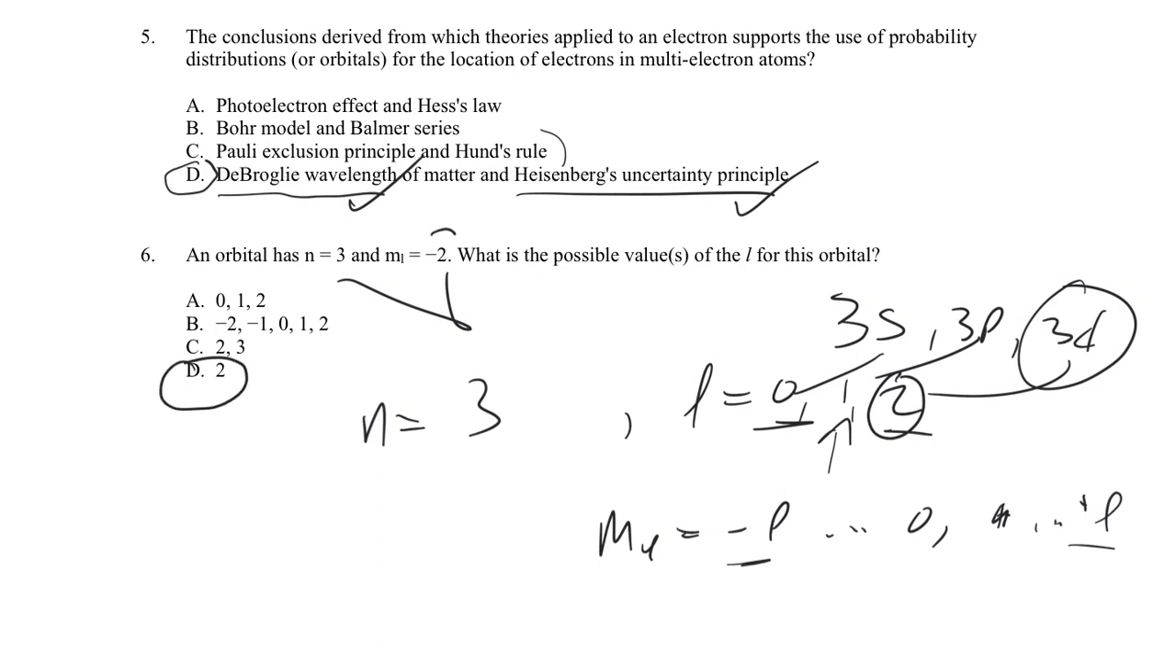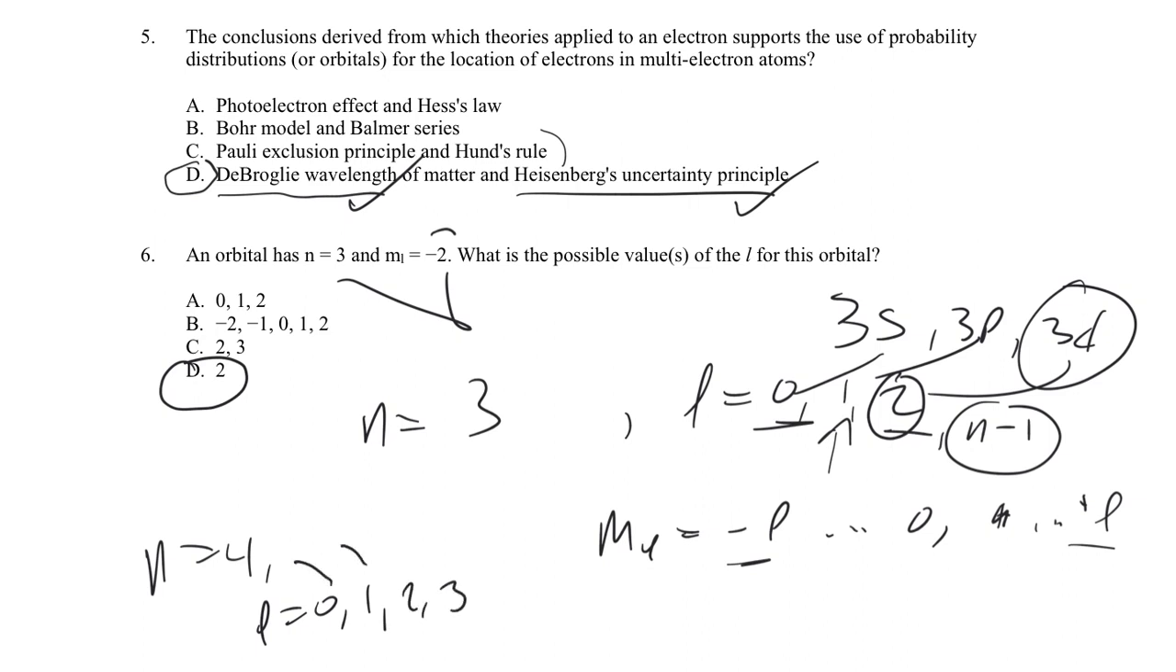Now the max L can be is n-1. So n is 3, so the max L can be for that shell is 2. So if we wanted to get up to an L of 3, that would be for an F subshell, we have to have an n of at least 4. So at n equals 4, then we can have an L of 0, 1, 2, or 3, meaning we can have a 4s, a 4p, a 4d, or a 4f subshell.